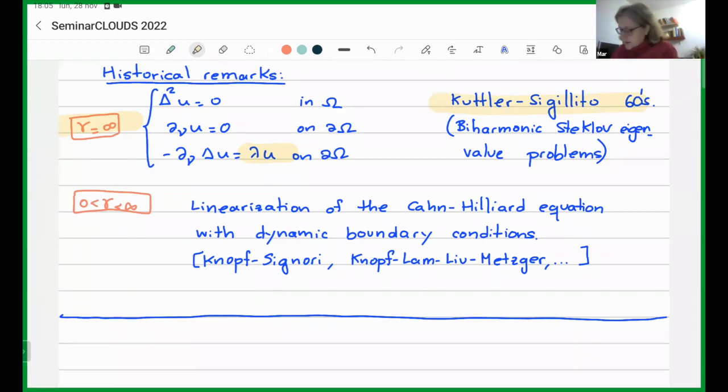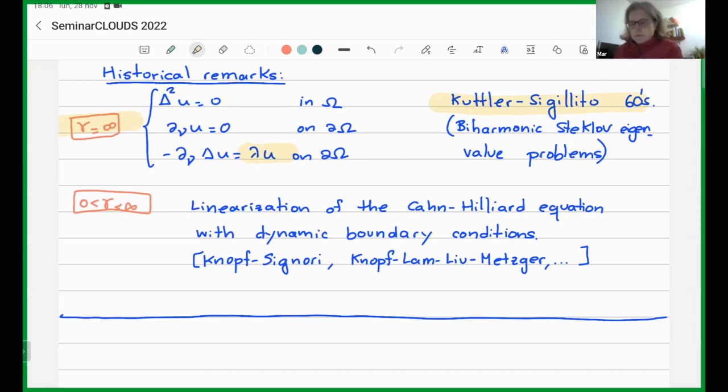Now, for other values of the parameter gamma between 0 and infinity, I learned about my problem because it appears in the linearization of the Cahn-Hilliard equation with dynamic boundary conditions. This problem has been recently studied by Novick-Cohen, Signori, Lam, Liu, Metzger. They study the nonlinear problem, the Cahn-Hilliard equation, where they put a double well potential both in the inside and the boundary. When you linearize, you have both the eigenvalue in the bulk and on the boundary. So that's kind of the motivation to study this type of problems.